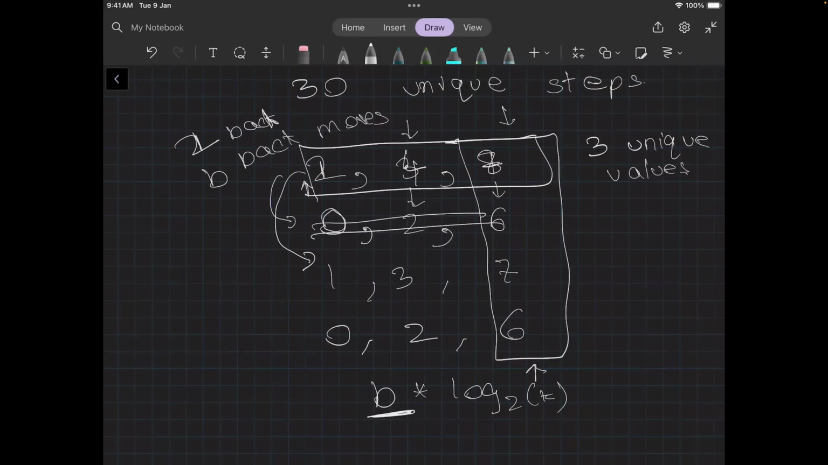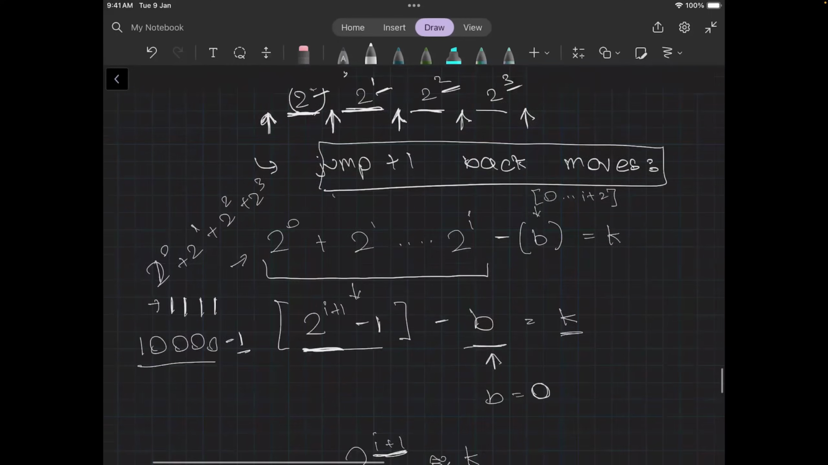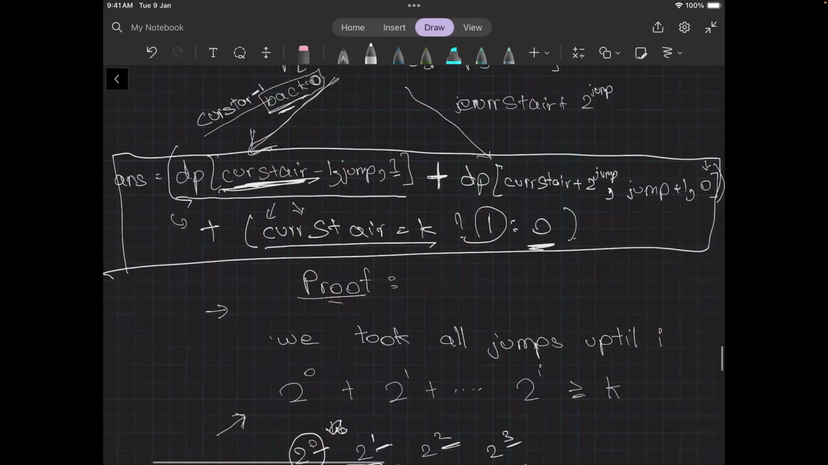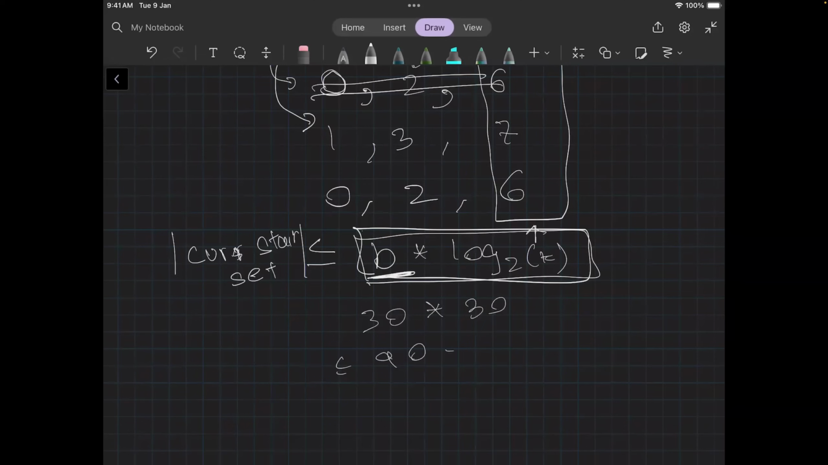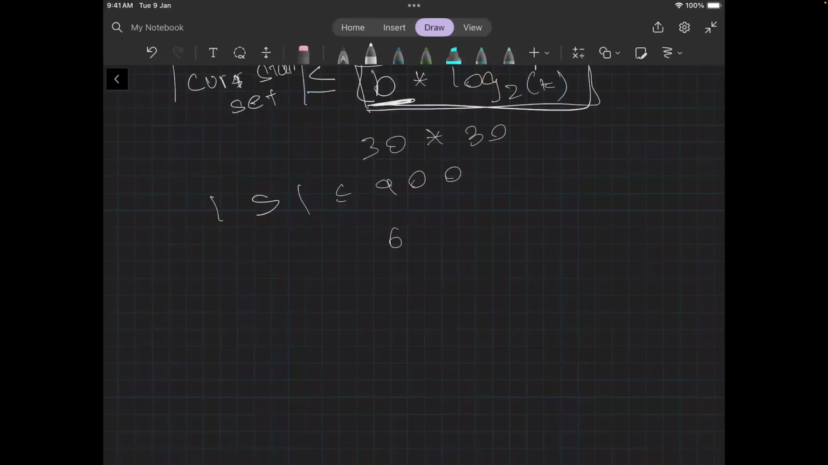So the number of steps that we end up visiting, which is basically this current stair set, its size is less than or equal to B into log 2K. Now B is around 30 and this is also 30. So this is 900. So the current stair set is smaller than or equal to 900. In reality it is around 600, but 900 is a good bound.